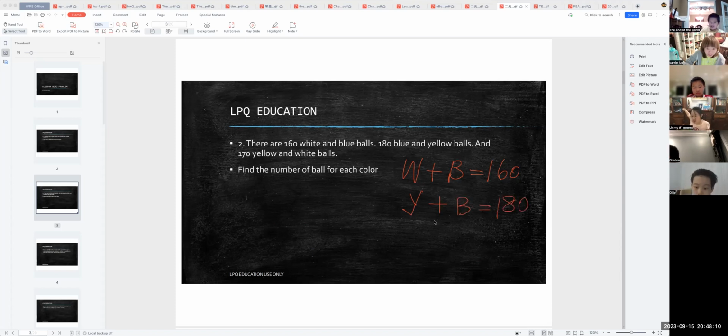Okay, so the last one, yellow plus white equals 170. Okay, so in order to do this, there are actually two ways. Okay, Carrie, so I'm going to tell you the easiest way.